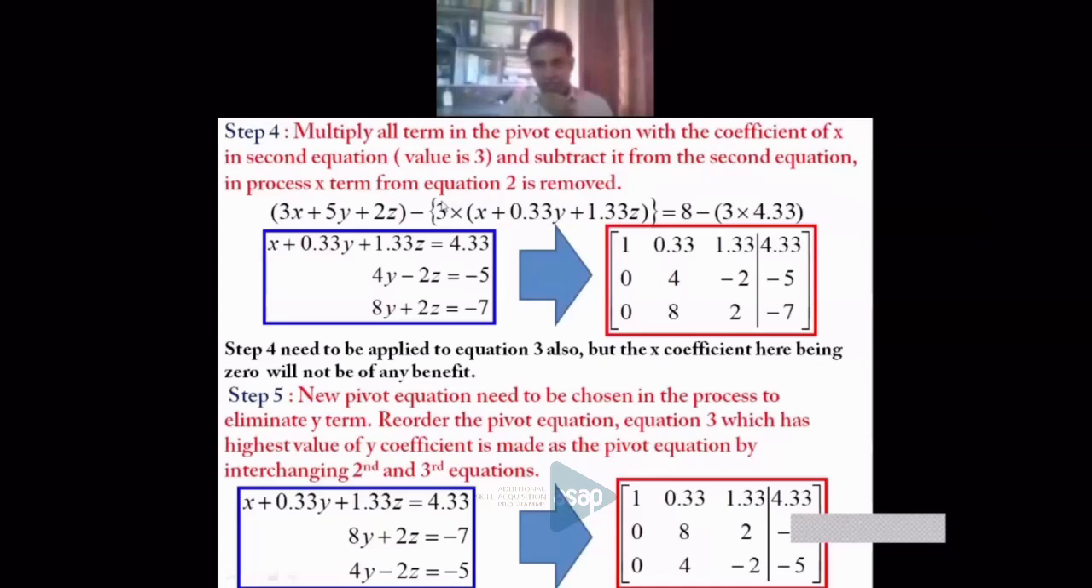Now the next exercise is that we need to get rid of this y, so that we'll have one equation in which you have x, y, and z, the next equation with y and z, and the last equation with only z. When you have only z, it becomes easier for you to calculate. So you repeat the process again. A new pivot equation needs to be formed. Our next approach is to eliminate, as I said earlier, the y term.